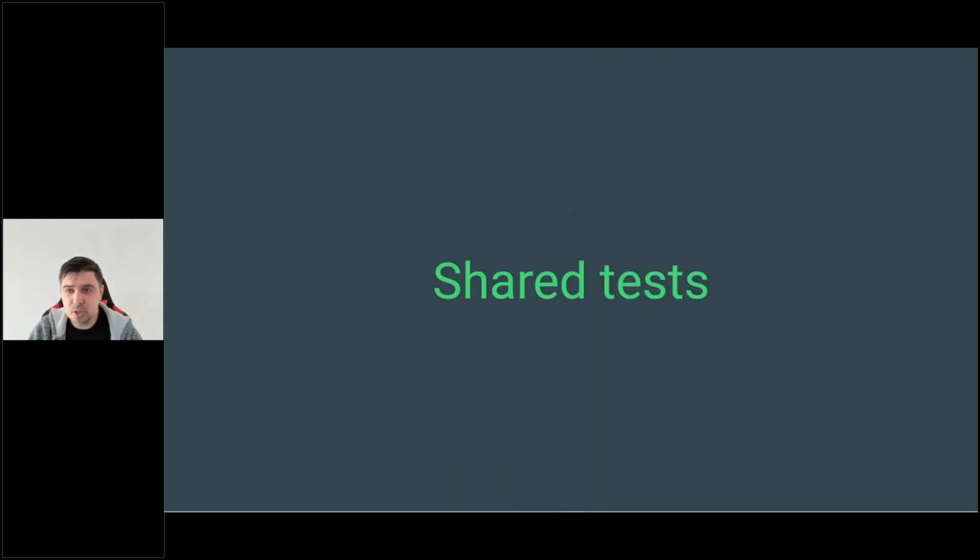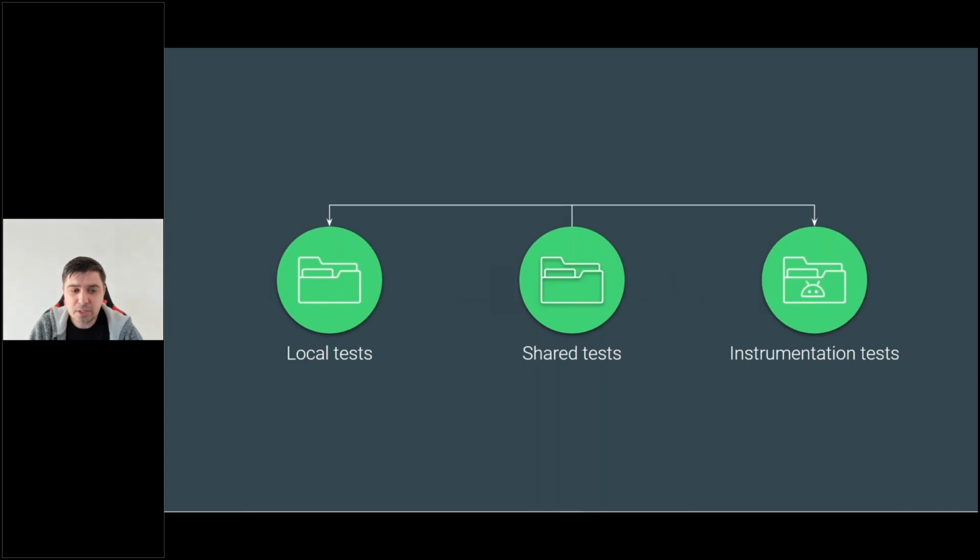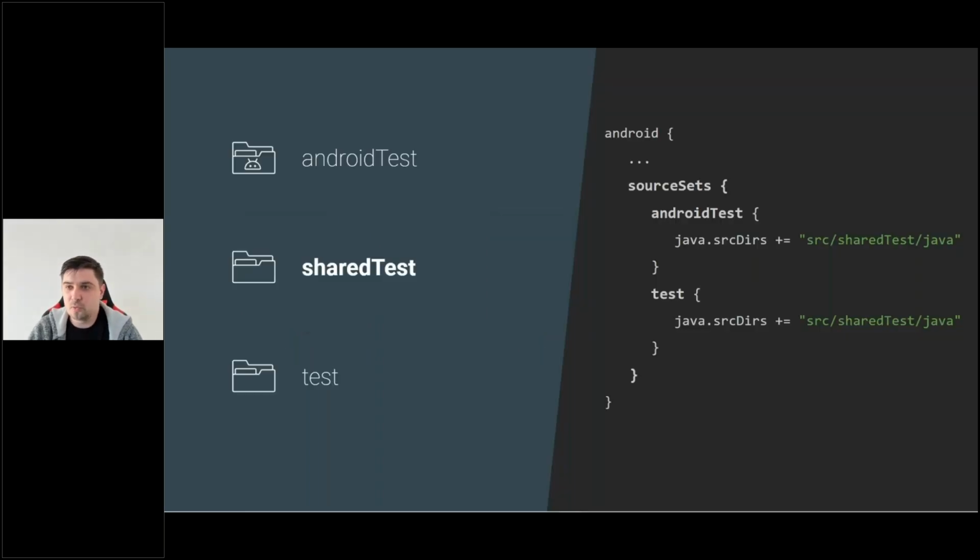In Android, we can also create a shared test, which can be run as a local test and as an instrumentation test. In this case, we can create a shared test folder, and tests from this folder can be executed as local and as instrumentation tests. To achieve this, we just need to update our Gradle file and add a common folder. And a test from the shared folder can be executed as a different type of test.